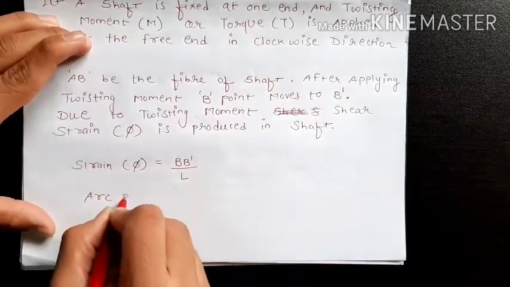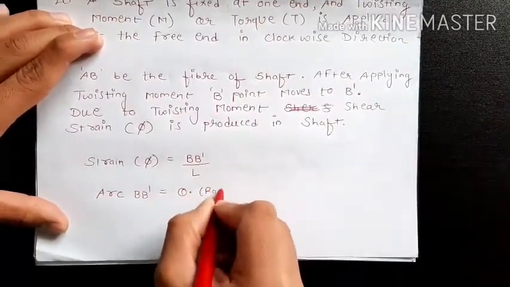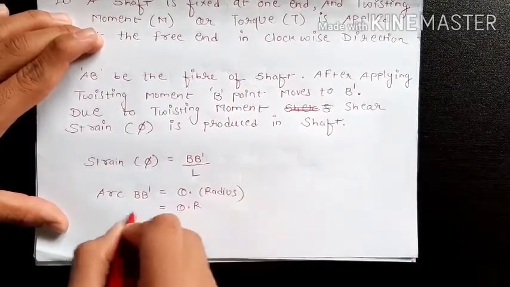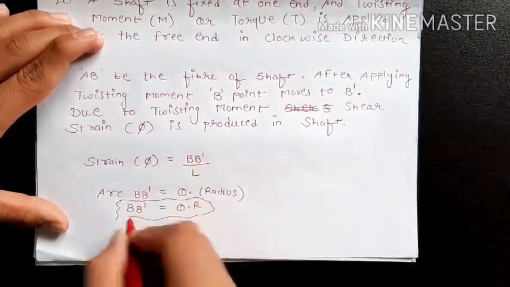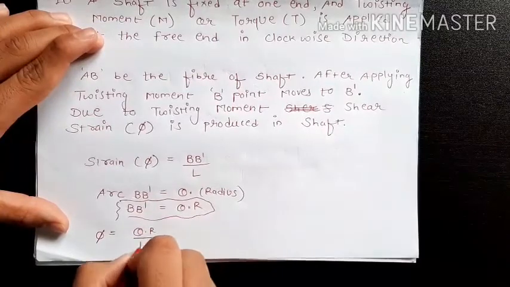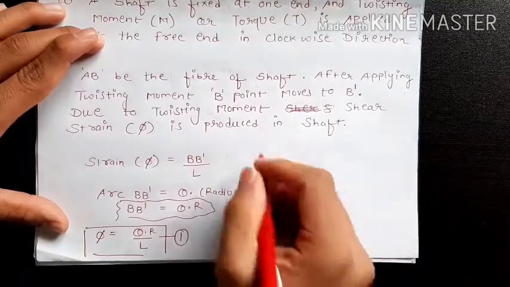Arc BB dash is equal to theta into radius, that is theta into r. Substituting BB dash in the above equation, we get phi is equal to theta into r upon L. This is equation number 1.